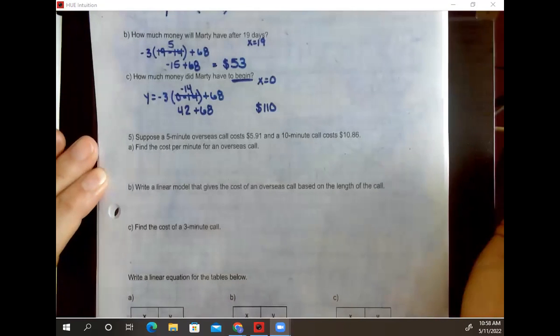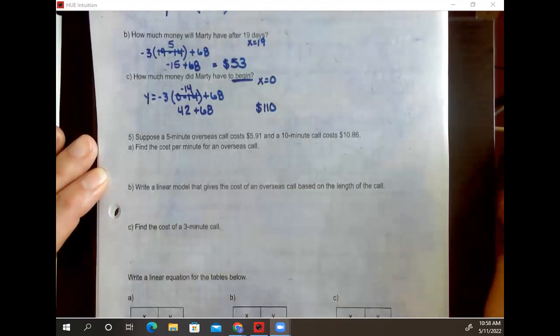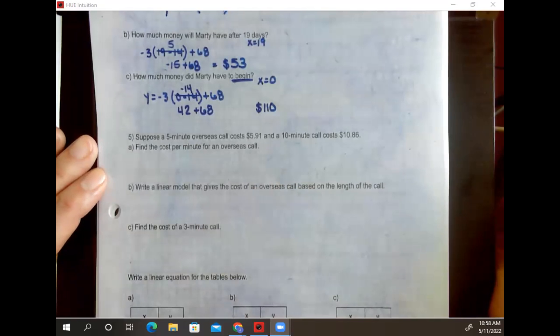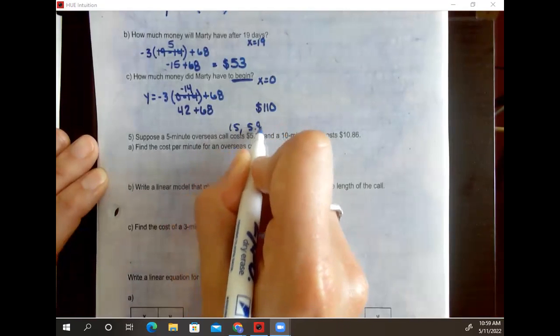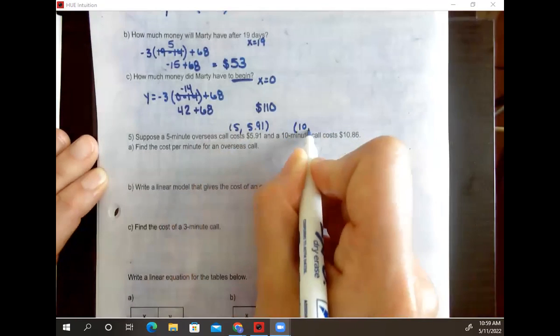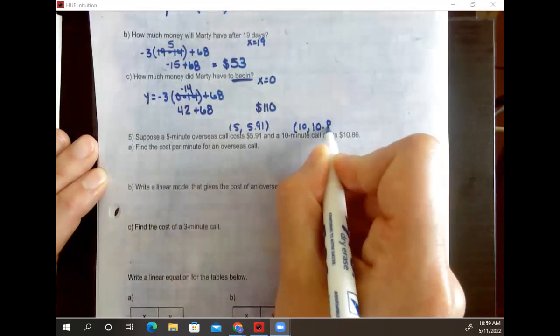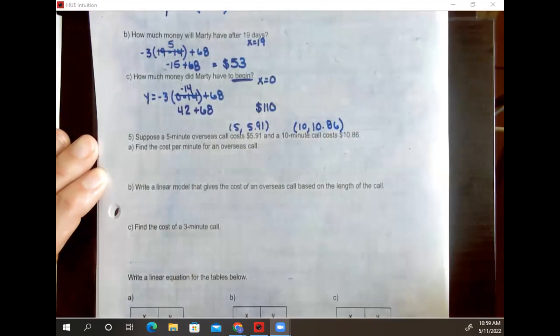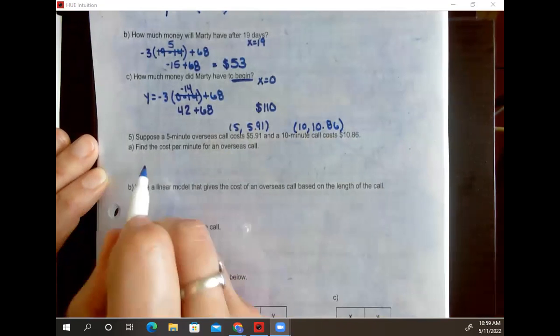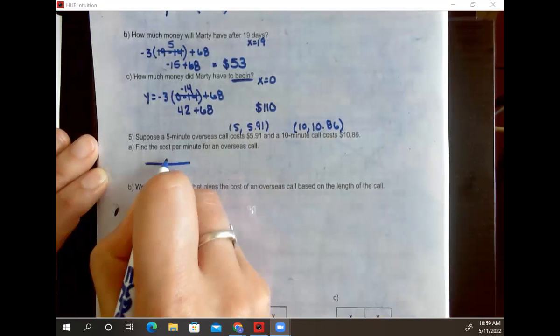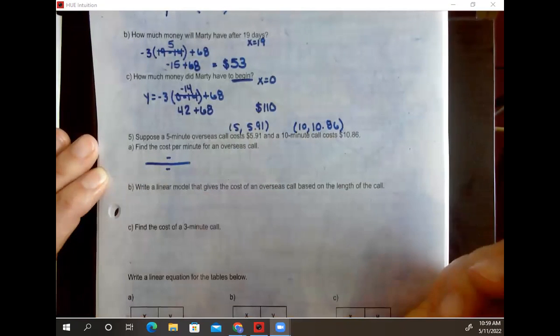So suppose a 5-minute overseas call costs $5.91 and a 10-minute call costs $10.86. What's the cost per minute? That's the slope. That's what I want to find, is what's the slope. So my points are 5, 591 and 10, 1086. So what I'm going to do is find the slope between. We did slope a whole bunch of times way back in our first semester. So we're going to do that here again.